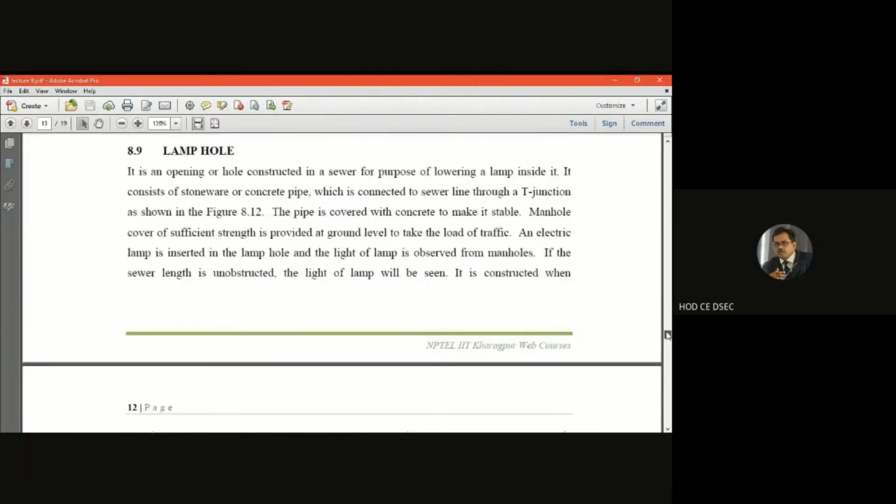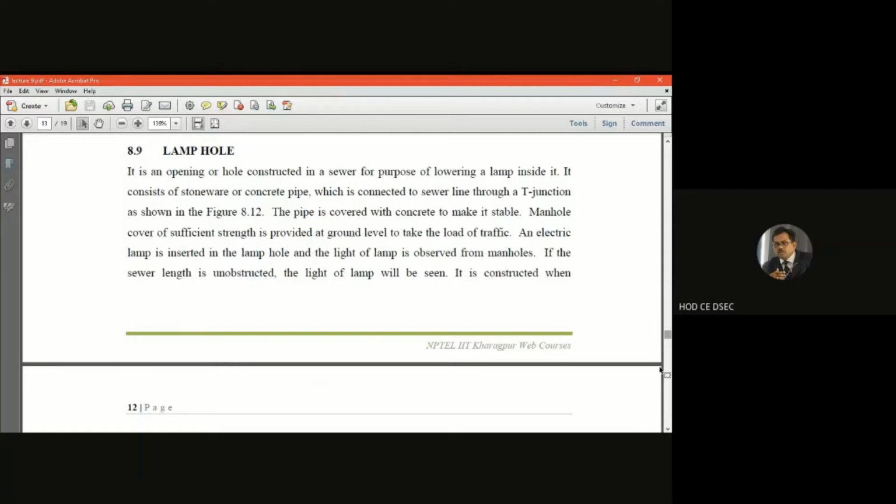So through this hole, through this manhole, a manhole cover of sufficient strength is provided at ground level to take the load of traffic. That's why a manhole cover of sufficient strength is required. Now an electric lamp is inserted in the lamp hole and the light of the lamp is observed from the manhole.